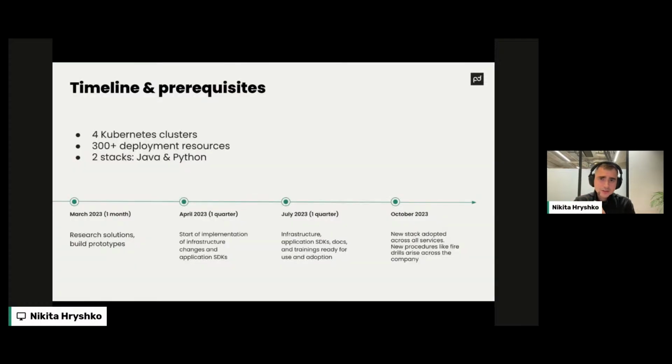And finally, we set a rather strict timeline and deadlines. We allocated a month for prototyping in March. Starting in April, we allocated 3 months for the implementation of infrastructure and application SDKs. The 3 following months, starting in July, we dedicated to the widespread adoption of the new stack across the company, including the upgrade of more than 300 Kubernetes deployments across our 4 main Kubernetes clusters.